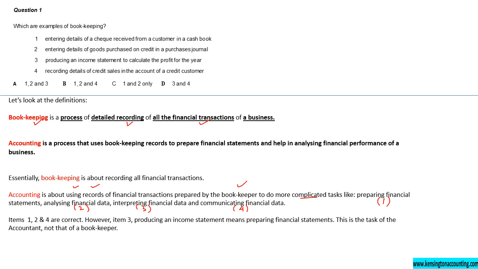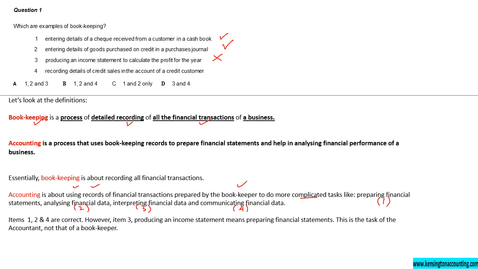Item 1 says entering details of a check received from a customer in a cash book. Entering details of a check is part of record keeping, so that seems a correct answer. Number 2, entering details of goods purchased. Entering such details of a transaction is part of bookkeeping. Thirdly, producing an income statement. Producing an income statement is part of the function of accounting, which is preparation of financial statements. Therefore, number 3 is not part of bookkeeping.